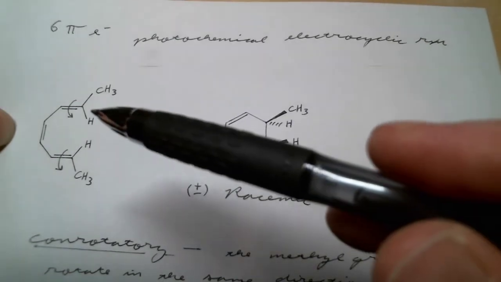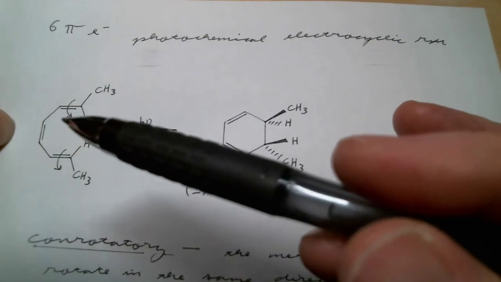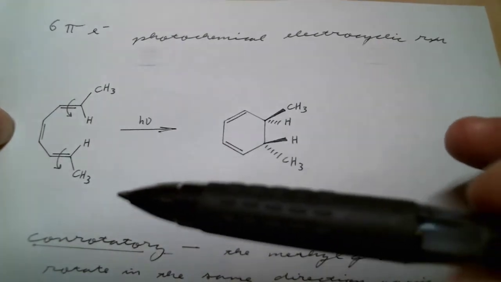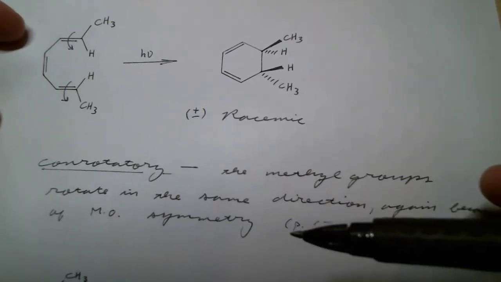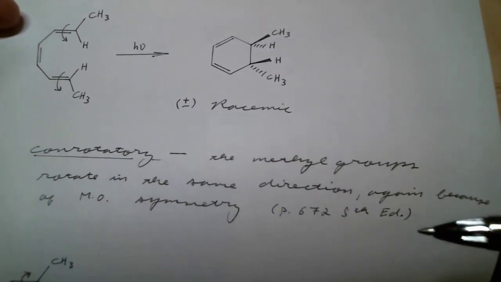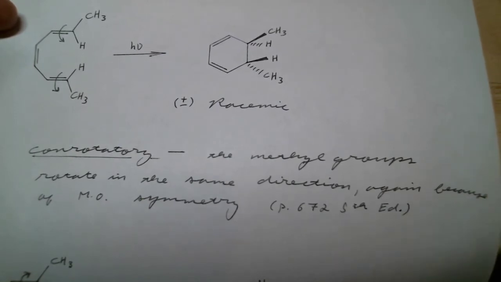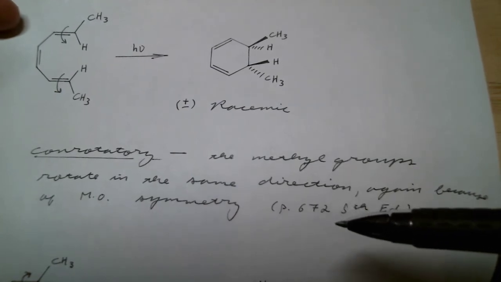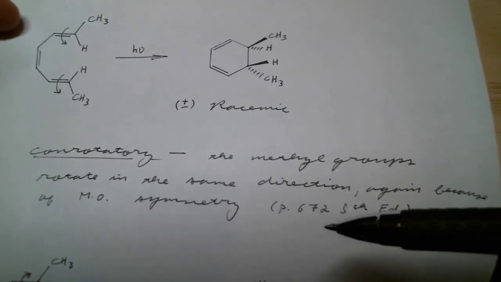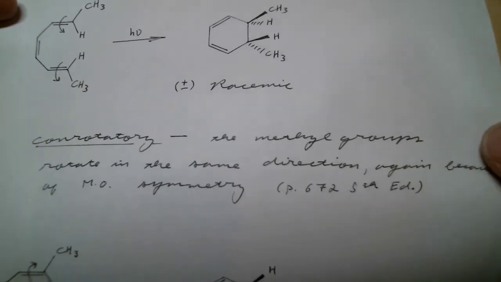At any rate, the important part of this particular reaction is understanding that these two propeller groups are rotating in a similar way, and we call that conrotatory, right? The methyl groups rotate in the same direction. And again, this is because of molecular symmetry. And I gave you some page numbers, I think it's 672 in the 5th edition. I'm sure there's a page number that explains it in the most current edition.